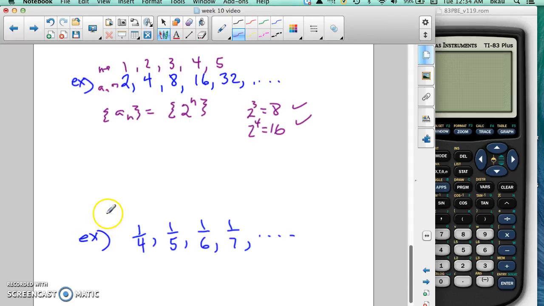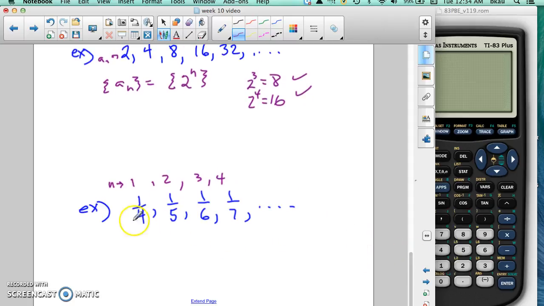Now my third and final example of this type, we're going to look at the terms and how they're related. This one has a numerator and denominator, so we're going to split that up in our rule. A sub n is going to have a split rule here. It looks like the numerator is always going to be 1, so a sub n is 1 over something.